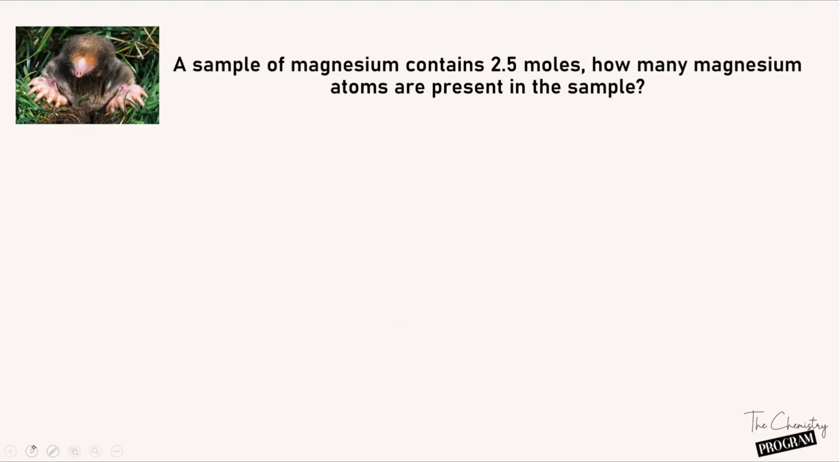Now let's take a look at this question. A sample of magnesium contains 2.5 moles. How many magnesium atoms are present in the sample? Let's quickly just replace the word moles for dozen. We would solve this by identifying the amount of dozen. In this case, it's 2.5. We then multiply that by the number of atoms that are in a dozen. So we get the calculation 2.5 times 12, which is 30 atoms.